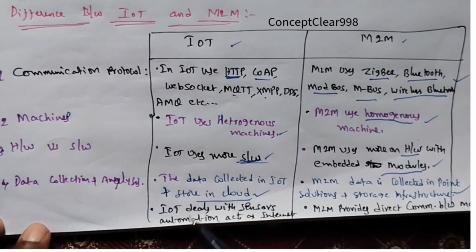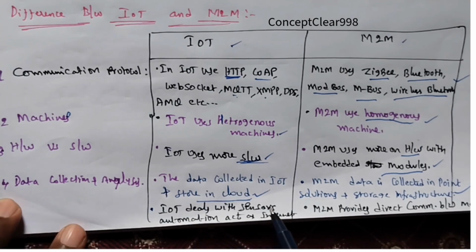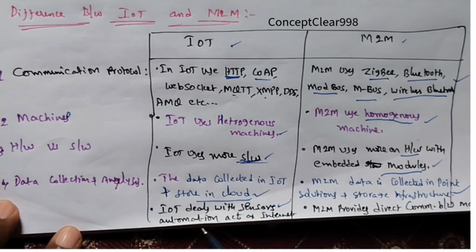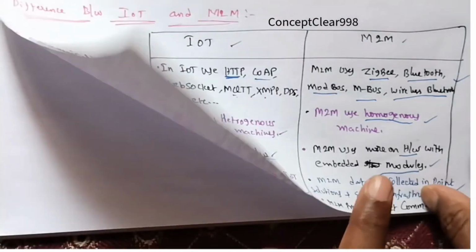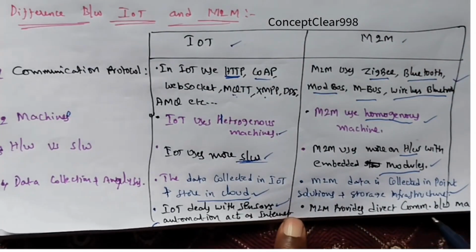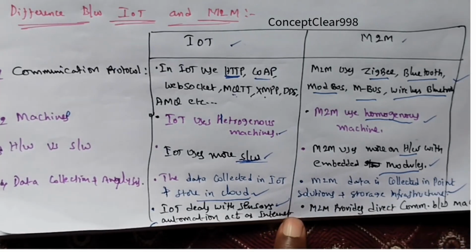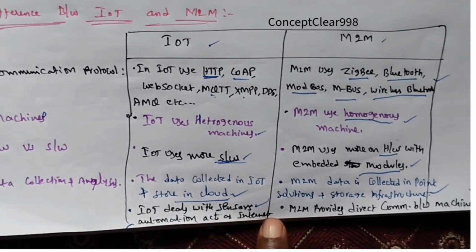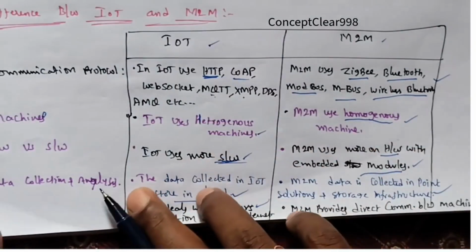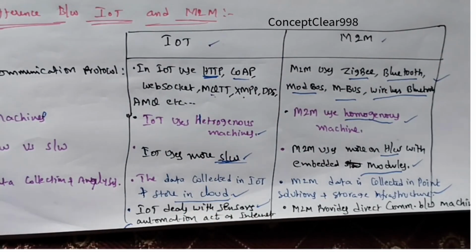And what about IoT? IoT deals with sensors, automation and acts as the internet. In M2M, there is direct communication between machines. These are the five differences between IoT and M2M.